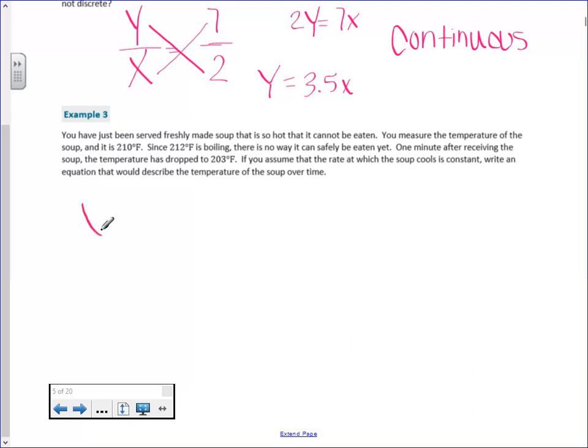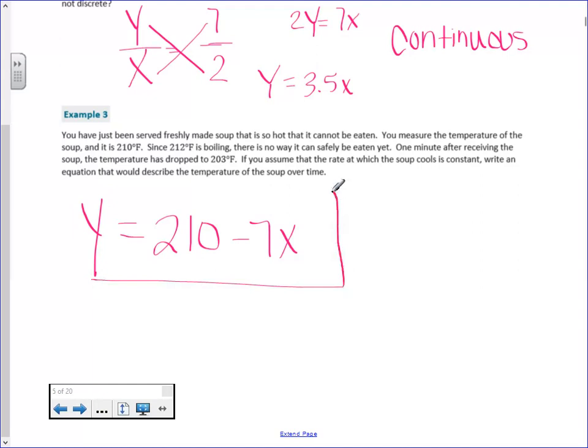You start with a y equals, and then you want to start with the temperature that it starts at. It started at 210 degrees Fahrenheit. After a minute, it had dropped to 203 degrees. So how much did it actually lose in a minute? Yeah, and that's going to be the other part of your equation. Every minute, it should lower 7 degrees. All it asks you to do is write an equation, so that's what we did. This is your starting temperature, and then it subtracts 7 degrees every minute.